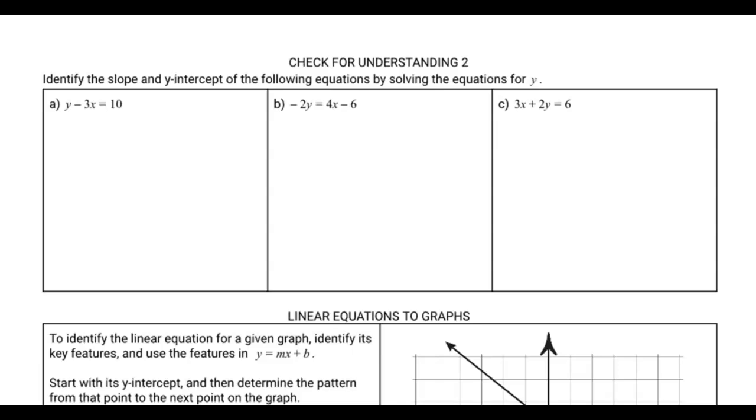All right, so the next thing that we're going to do is the check for understanding number 2. Again, I am going to do this first one with you, and then you're going to try the other two in class. So here's y minus 3x equals 10. Let's pause the video, try this one out, and then see if you got it right.